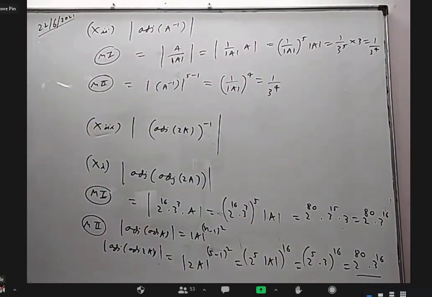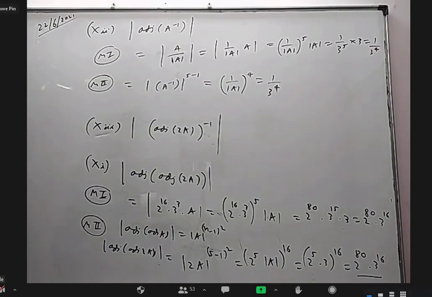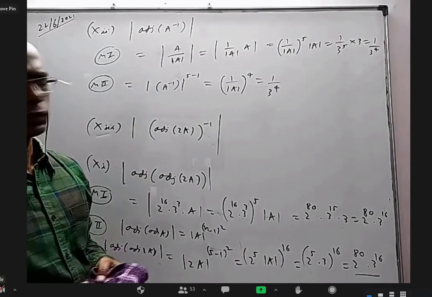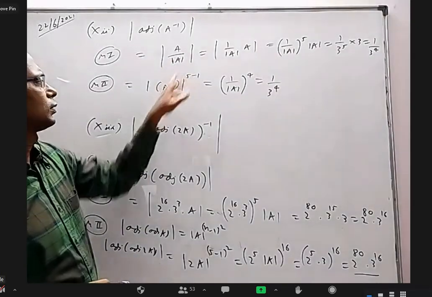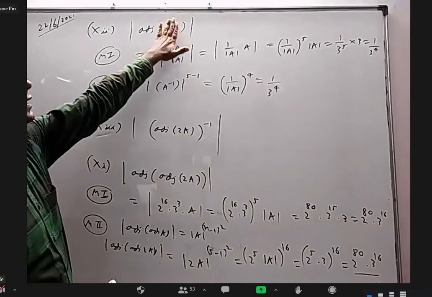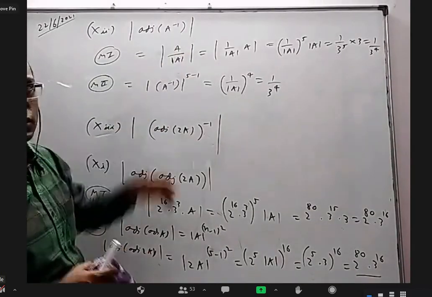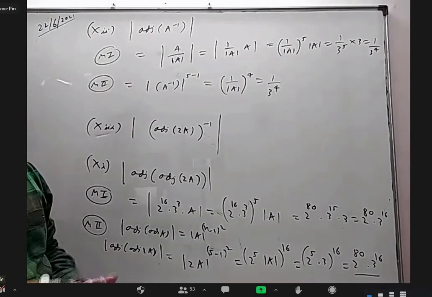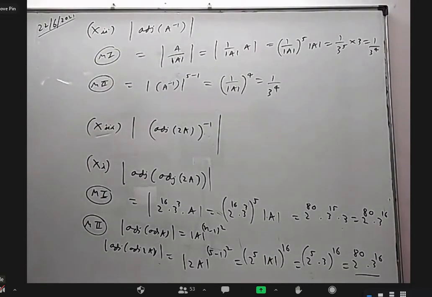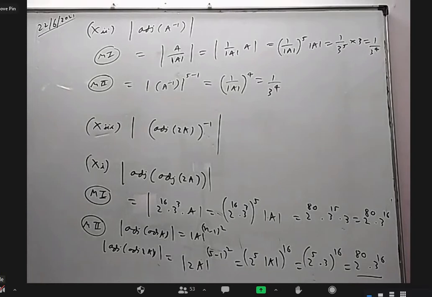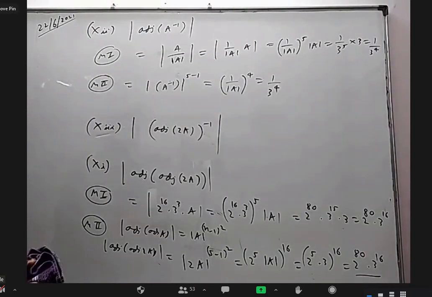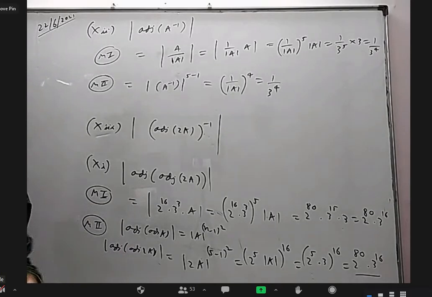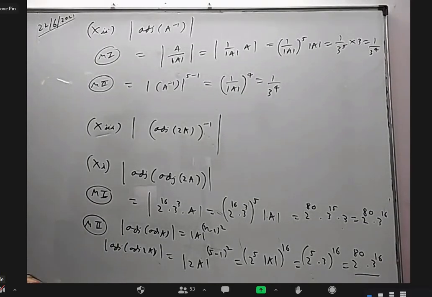Sir, what is that formula, sir? Once you can explain, sir. Adjoint of A inverse is A by det A. Yes, sir. Okay. And the second method: adjoint A, that is det A power n minus 1, right? Wherever A is there, I wrote A inverse. Det of adjoint A is det A power n minus 1. In that formula, we replace A with A inverse. Okay, sir.